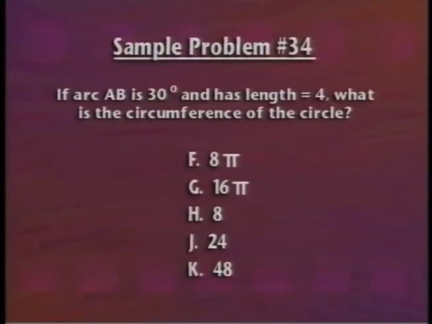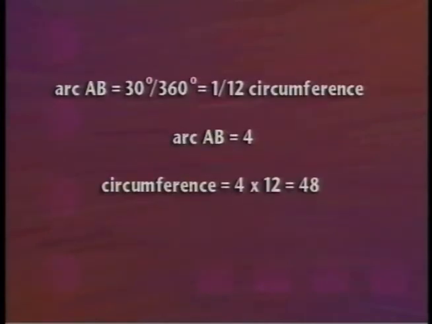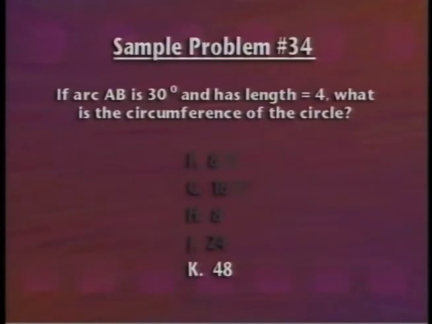If arc AB is 30 degrees and has length equal to 4, what is the circumference of the circle? We need to remember that a circle represents 360 degrees. So arc AB is 30 degrees divided by 360, or 1/12 of the circumference of the circle. If arc AB has length of 4, then the circumference of the circle is 4 times 12, or 48. Answer K.